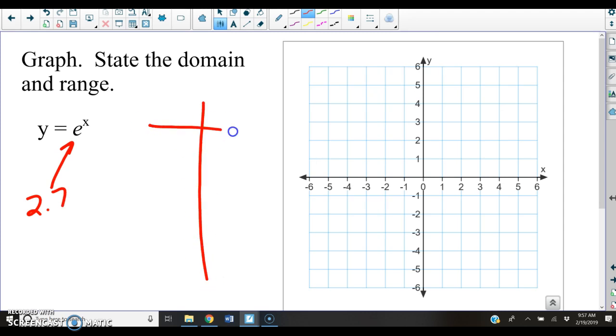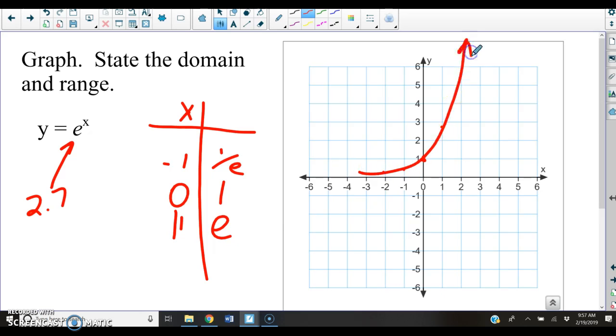So when you make your chart, anything to the 0 is 1. Anything to the 1 is itself. To the negative 1 is the reciprocal. So it's about 1/3 or so. And so on. It's going to take off and it's going to be an exponential growth function, much like 3 to the x.